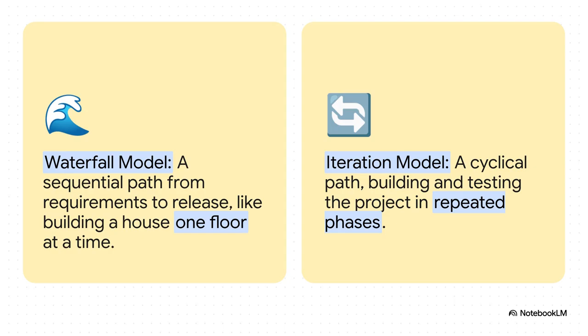For example, are you using a waterfall model? That's where everything flows in one long, straight line. You do all the design first, then all the coding, then all the testing. It's like building a house one floor at a time. Or maybe you're using an iteration model. That's more of a cycle, where you build and test in repeating phases, delivering small pieces of the project as you go. The shape of your project tells you exactly where your milestones need to be.